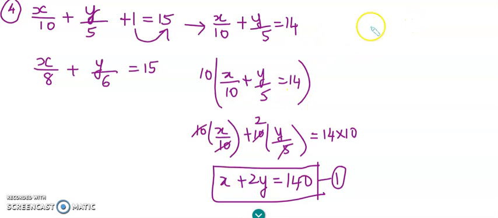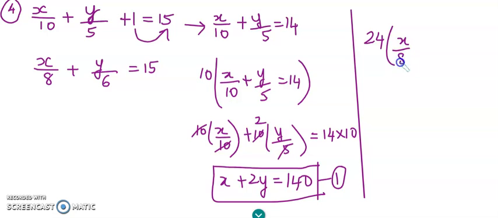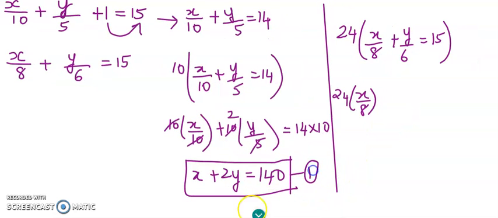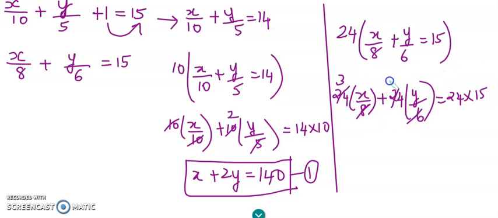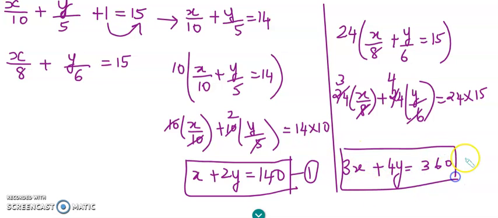Now for equation 2, it's 8 and 6. Okay. So the LCM will be 24, not 48, but 24, because 8 times 3 is 24 and 6 times 4 is 24. So we'll write 24 multiplied by x by 8 plus y by 6 equals 15. So 24 times x by 8 plus 24 times y by 6 equals 24 times 15. So 8 cancels off, you get a 3, 6 cancels off and you get a 4. So you get the equation 3x plus 4y equals 360. You can check it, 15 times 24 is 360.